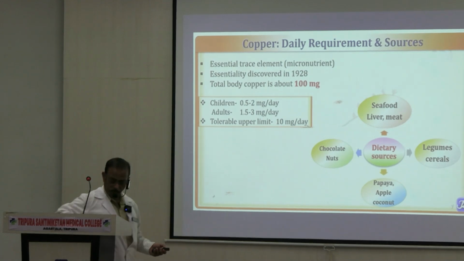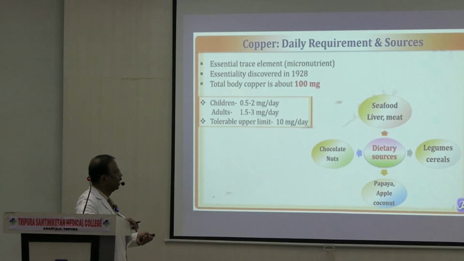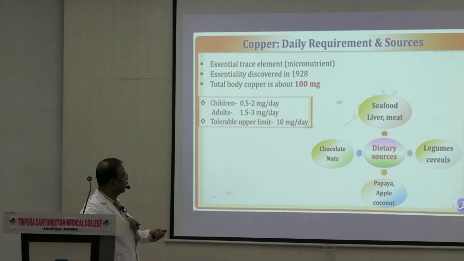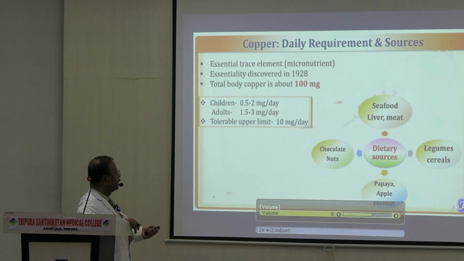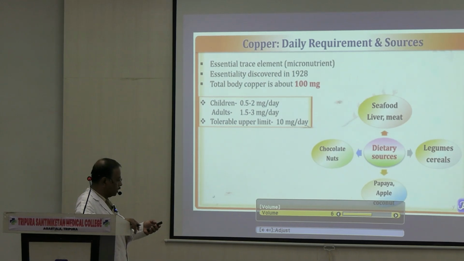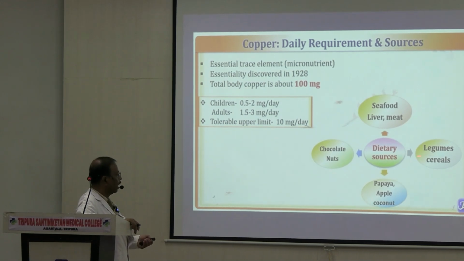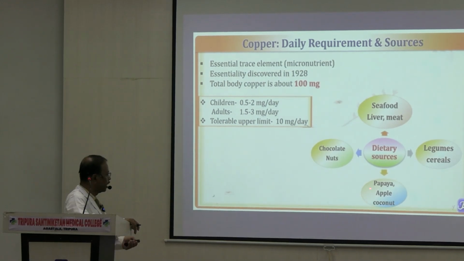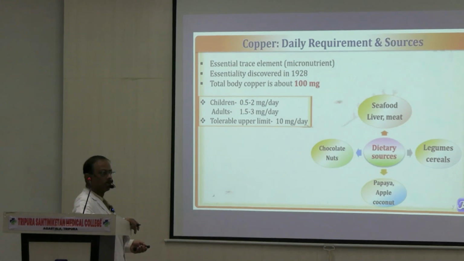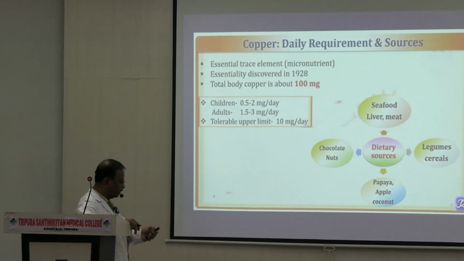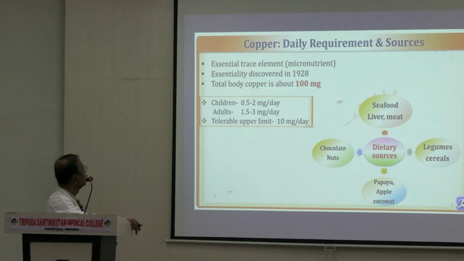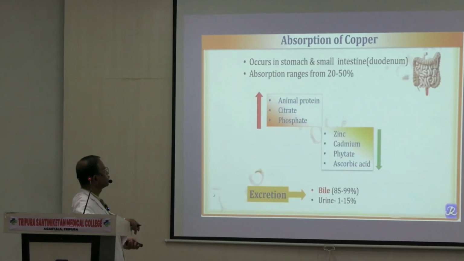Sources are seafoods and organ meat: liver, spleen, kidney. These are good sources of copper. Legumes and cereals are good sources. Fruits like papaya, apple, coconut are good sources. Chocolate, nuts, dry fruits are also good sources of copper.